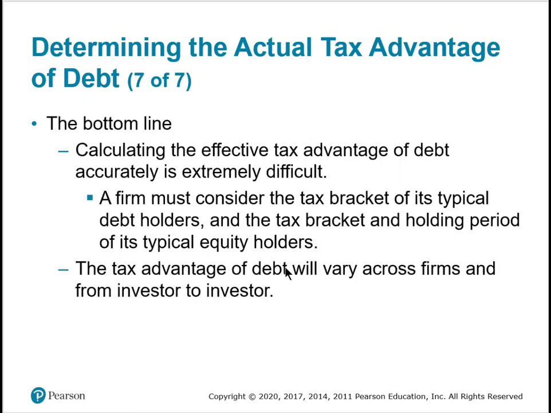So the bottom line of this is, if you're thinking about how taxes affect the investment, calculating the effective advantage, the actual advantage, is pretty difficult because it's based on individuals, right? So a firm has to consider the tax bracket of its typical debt holders, right? So the tax advantage to debt is going to vary across firms and from investor to investor.